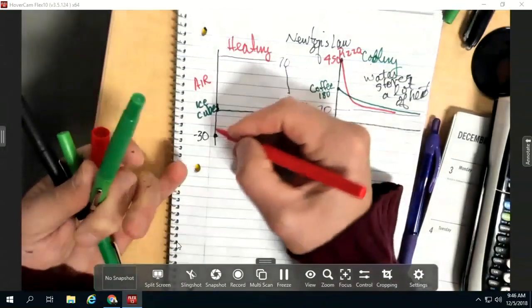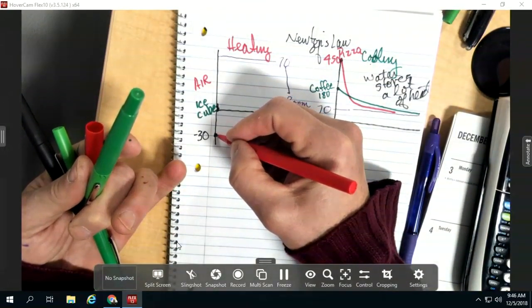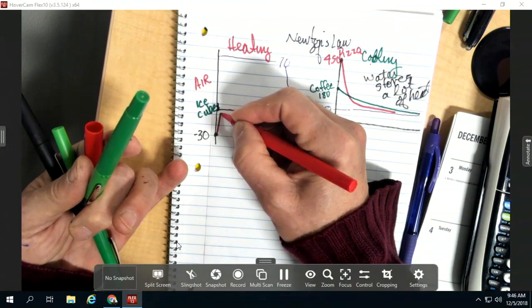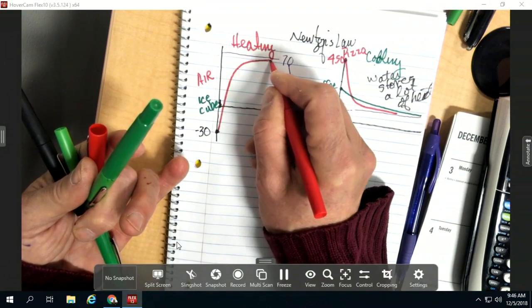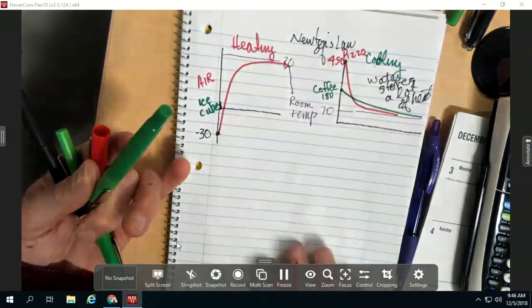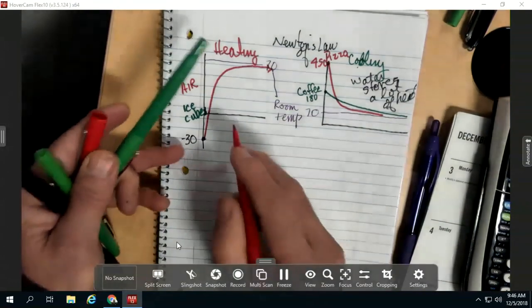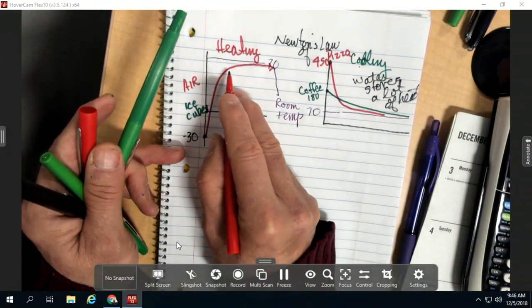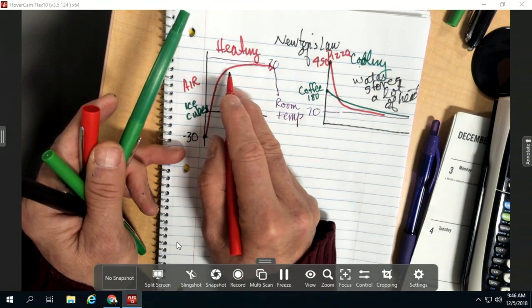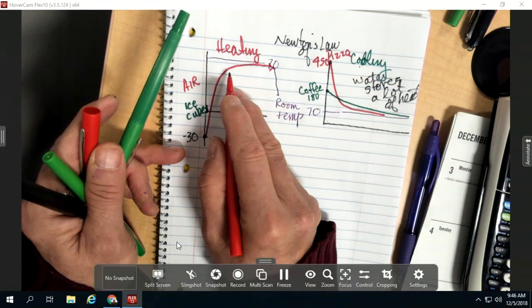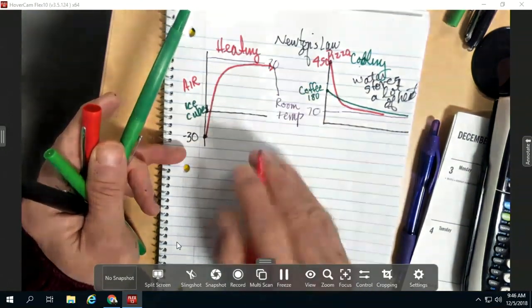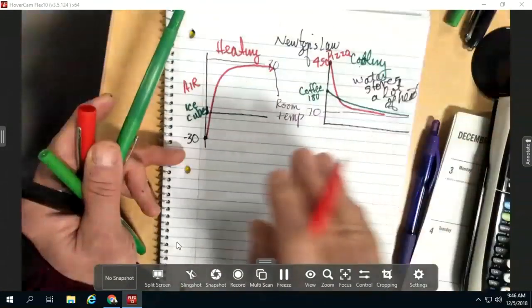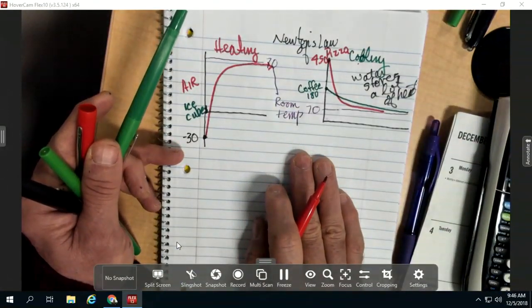The temperature is going to increase. So air increases very, very rapidly until it gets closer and closer, and then it evens out like that. Is this exponential decay? No. Is it exponential growth? Yeah, but it's growing from a negative, from the bottom going up. We're going to see how that works later on.